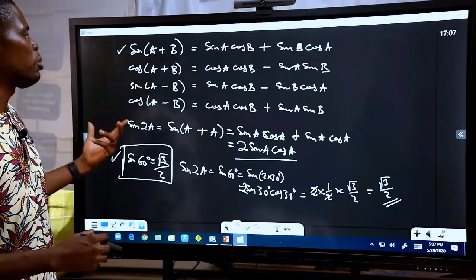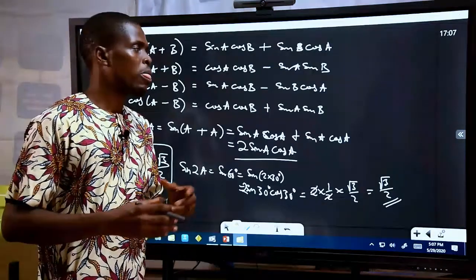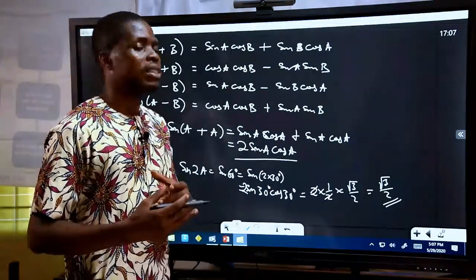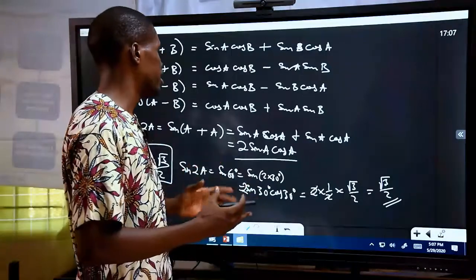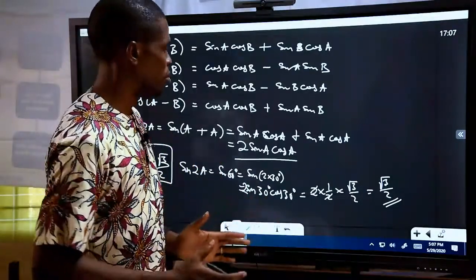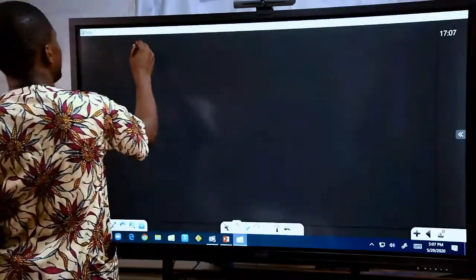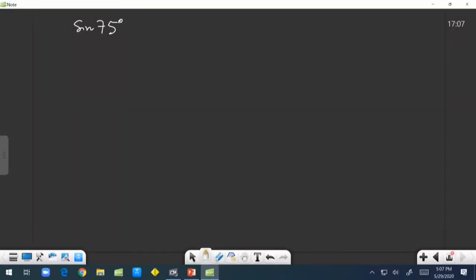We can also solve other problems, like when you want to find the value of sine 75 degrees without using your calculator, expressing your answer in short form. How will you do that? Using this, sine 75 degrees is sine of 30 degrees plus 45 degrees, since 30 plus 45 gives us 75. So using the first identity, we have sine 30 cos 45 plus sine 45 cos 30.